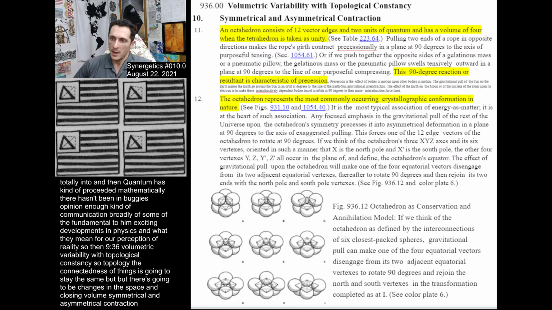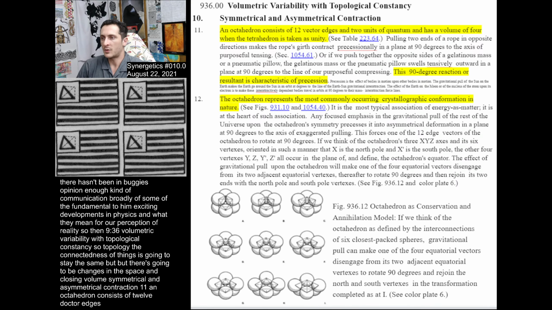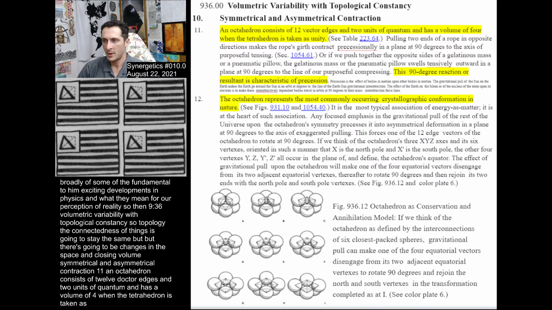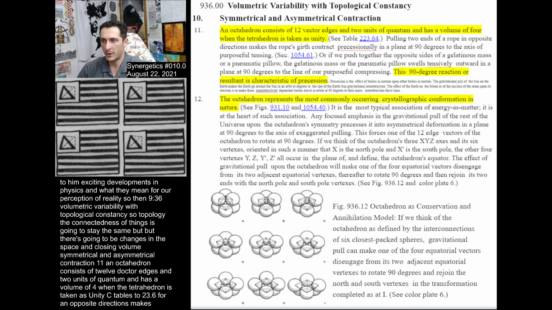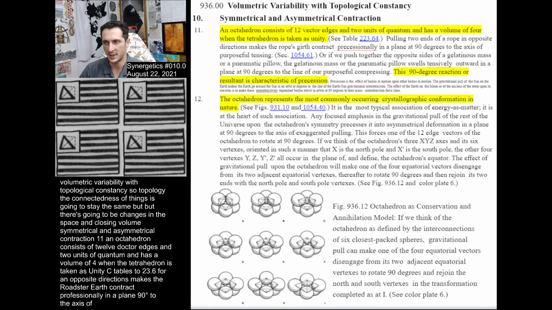10. Symmetrical and asymmetrical contraction. 11. An octahedron consists of 12 vector edges and 2 units of quantum and has a volume of 4 when the tetrahedron is taken as unity. See table 223.64. Pulling 2 ends of a rope in opposite directions makes the rope's girth contract precessionally in a plane 90 degrees to the axis of purposeful tensing. Section 1054.61.